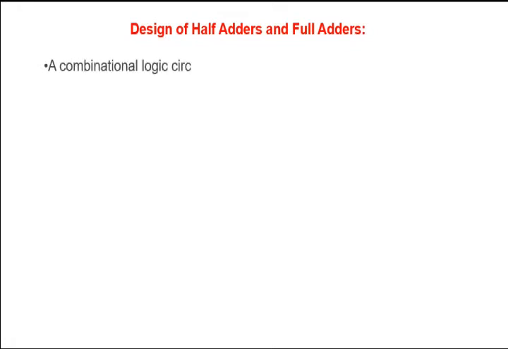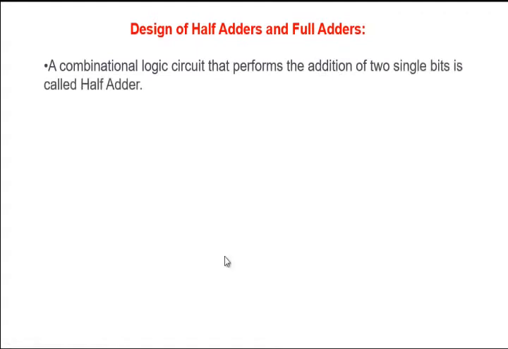A combinational logic circuit that performs the addition of two bits is called the half adder. Here there is only the addition of two single bits. It's called a half adder.